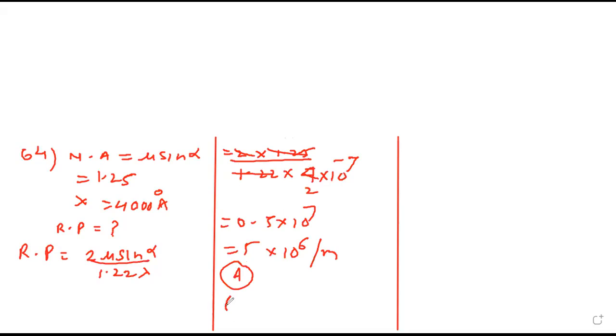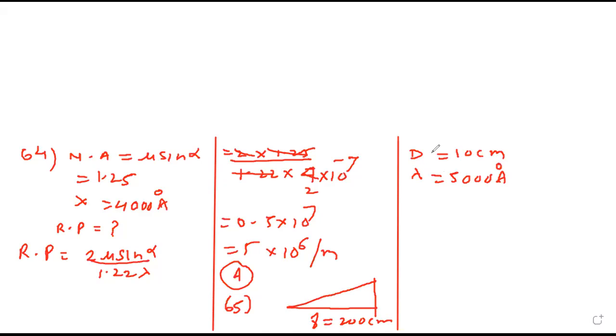65. Distance between images of two stars which are just resolved by lens of focal length 200 centimeter, where focal length is nothing but distance between source and screen, and diameter is 10 centimeter. Mean wavelength of light used is given 5000 angstrom unit. We want distance between the images so that they are just resolved. So suppose this is y.